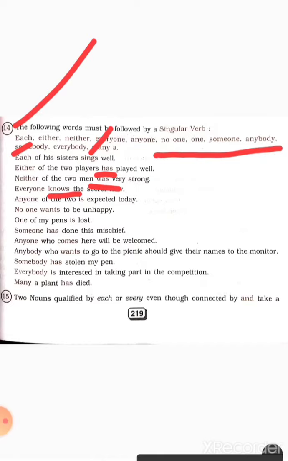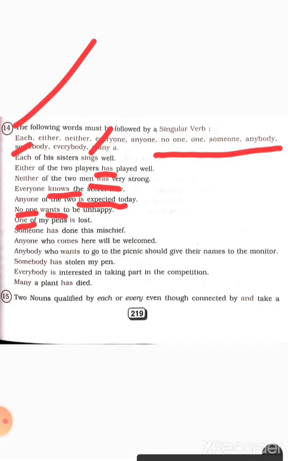Next, any one of the two is expected today. Is expected. Next, no one wants to be unhappy. After no one also a singular verb. So, that is why no one acts as a third person singular number. So, wants. Next, one of my pens is lost.